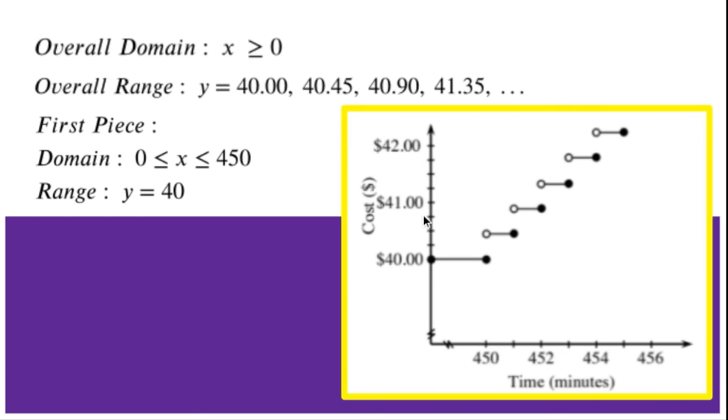So for example, if I'm at this next line here, it's going to be y equals $40.45, because the y does not change. It stays the same for every step.